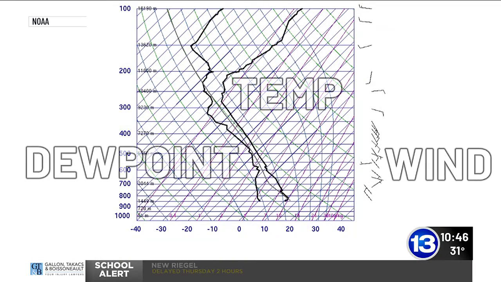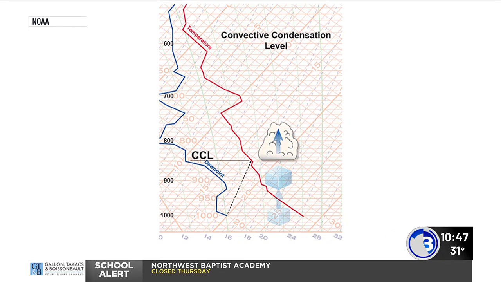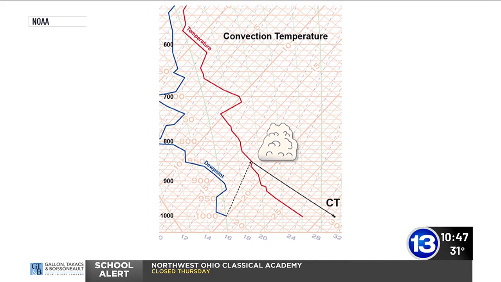Remember, temperature, dew point, and wind are the only things plotted on a Skew-T. From there, we use those 5 different lines in the chart to trace a rising air parcel and learn how high it needs to rise before clouds develop. We can also figure out how warm the Earth's surface needs to get to kickstart convection, and we can also gauge the stability of the atmosphere.